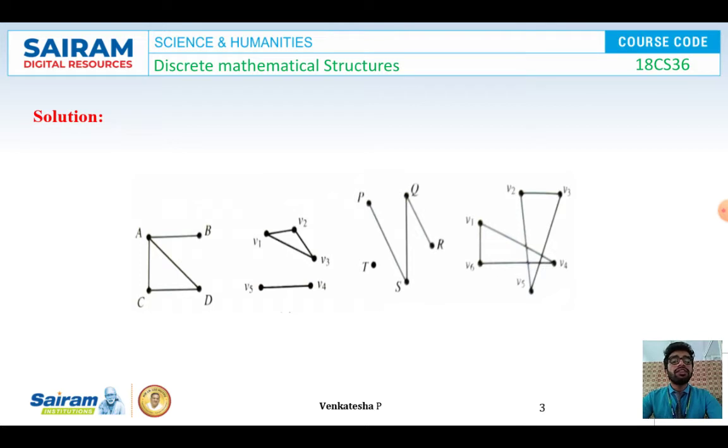The third graph has 5 vertices with 3 edges. The vertices are P, Q, R, S, T and the edges are PS, SQ, QR, and we can observe that T does not have any edges. Vertices with no edges are called isolated vertices. Next, graph number 4 has 6 vertices V1 to V6. Joining all 6 edges they have given, V1V4, V1V6, V6V4, V2V5, V2V3, V3V5, we get a graph here.